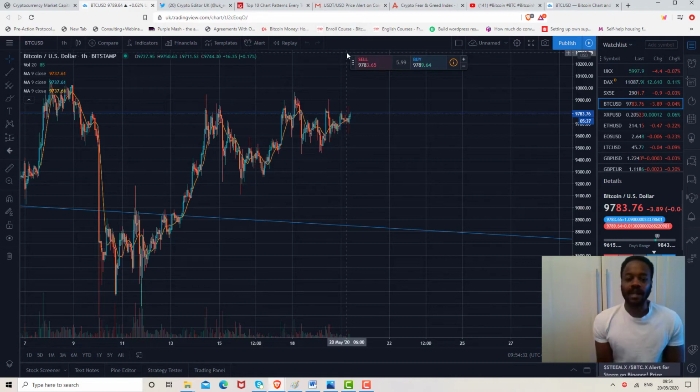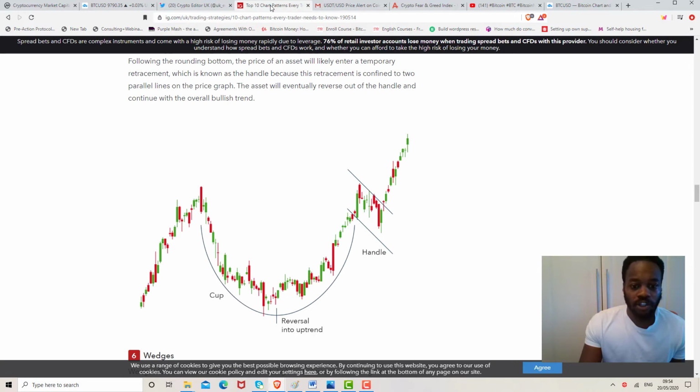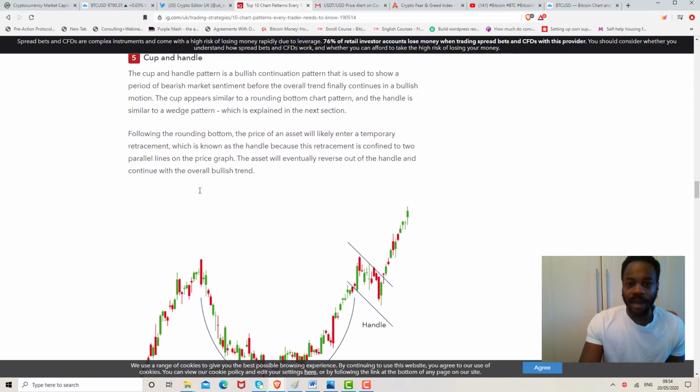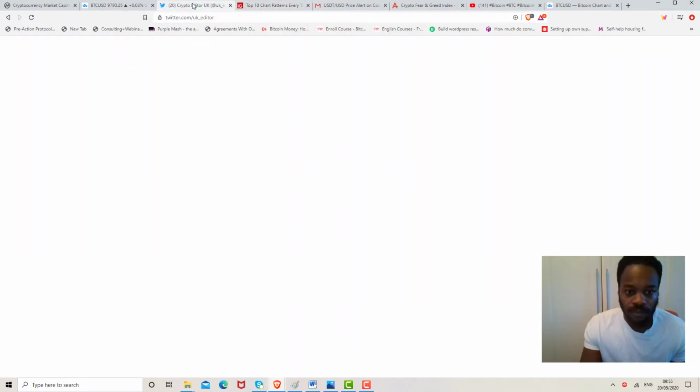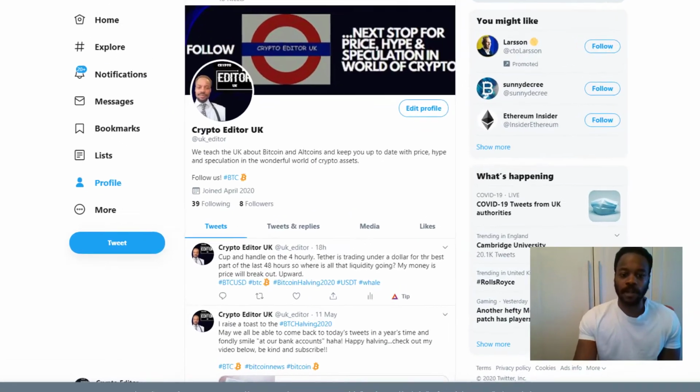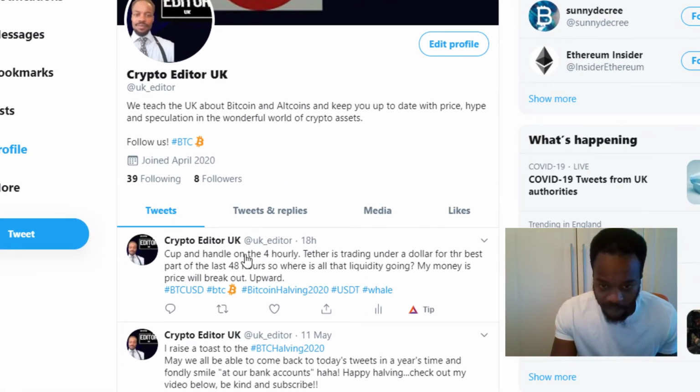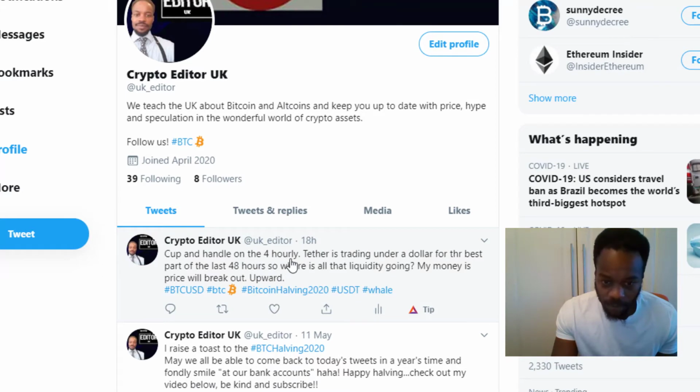And again, there's a lot of debate at the moment, will the price break up or break down? However, based on classical chart pattern analysis, which I've just broken down to you and just compared, it would appear here that we are in the cup and handle formation. And secondly, and I did post this on my Twitter feed yesterday, so the first point I've noticed is the cup and handle on the 4 hourly, which I've just gone through with you guys here.